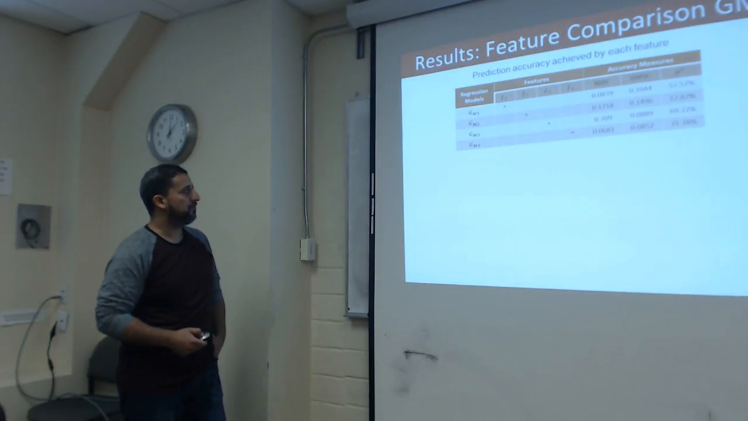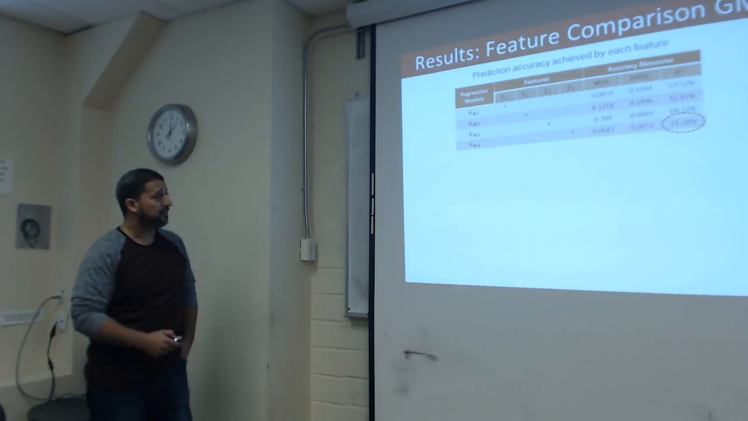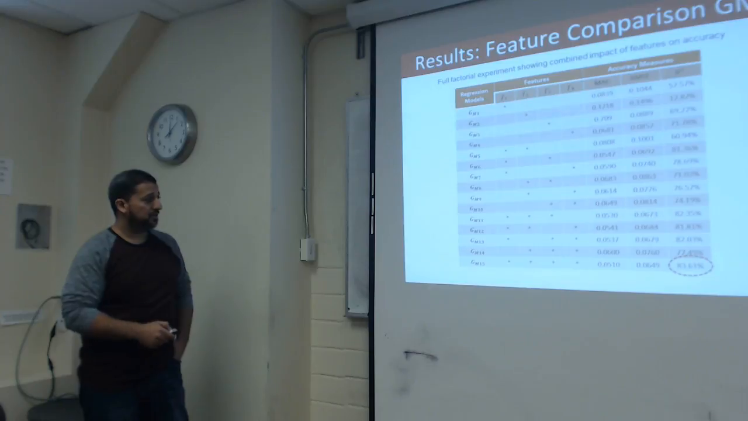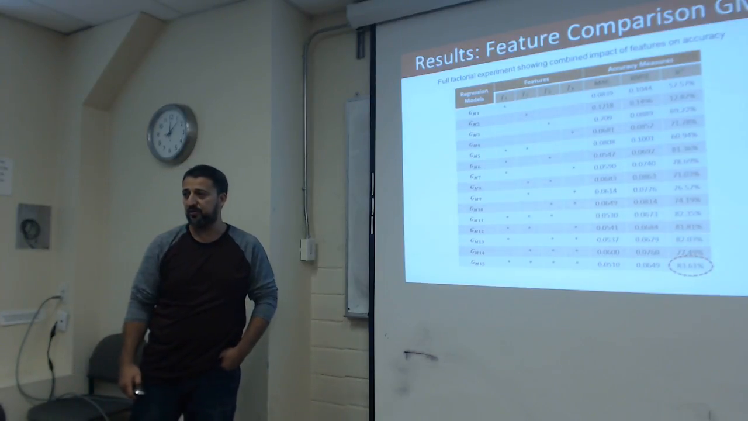Now we have the full factorial features, and if we combine them, we get about 83% R square.